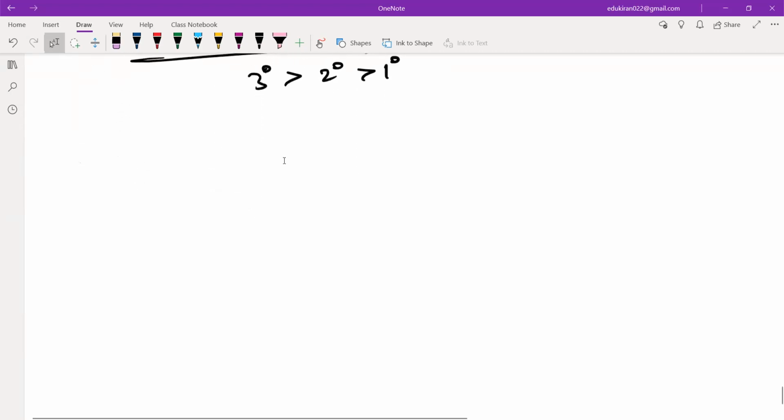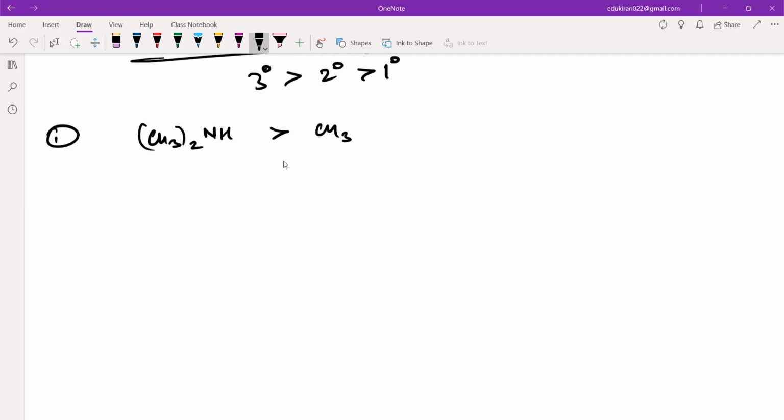So you will remember two things. You will remember one example: (CH3)2NH is higher than CH3NH2, which is higher than (CH3)3N, and then you have at last NH3. So the order here is 2, 1, 3, and then NH3. Okay, 2, 1, 3, NH3.